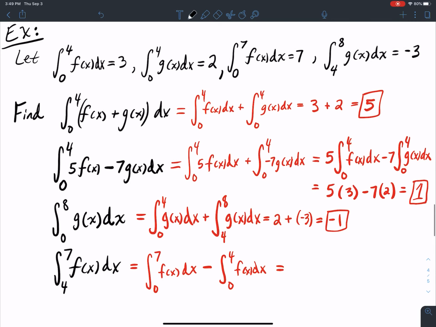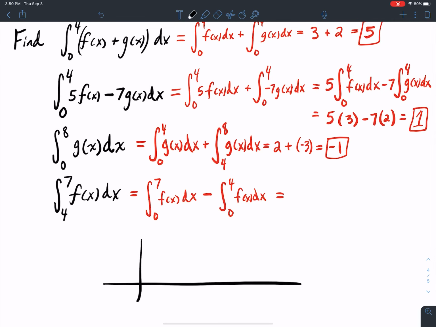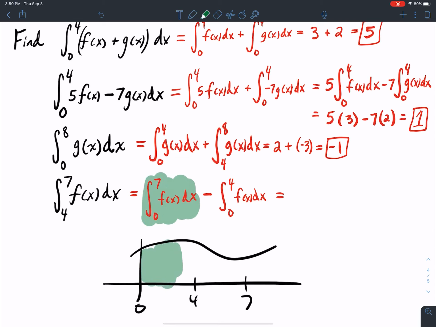Okay, now why do I subtract? Well, if you think about it just for a second, we go from 0 to 4 to 7. So the integral from 0 to 7 gets all this stuff right here. But the problem is the only thing that we want is this piece right here. So that's from here to here. So what we have to do is somehow cut out this area here. What is that area there? That area there is the integral from 0 to 4 of f of x dx, right?